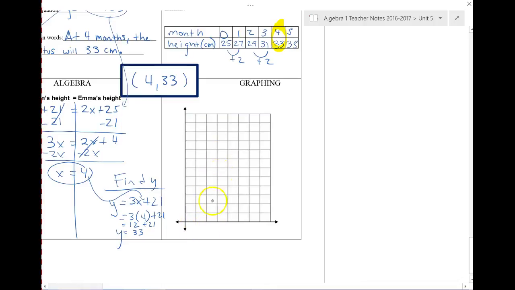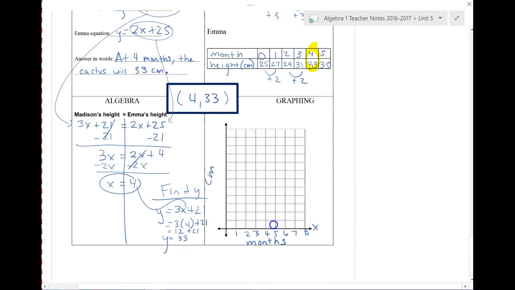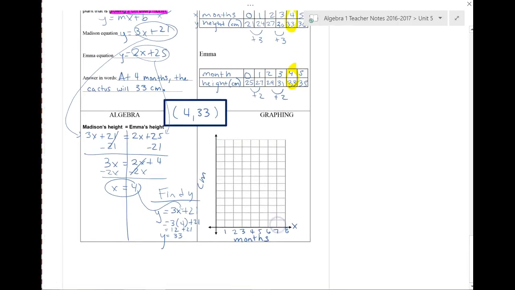Okay, so we know that the x-axis is months. We figured that out when we did the table. And then the y is the centimeters, the height. We're going by ones here. We saw that in the table. Now for the height, we have to start at 21 and 25. Now I'll tell you right now, 21 and 25 is not here. So we got to figure out what's the best scale to use.